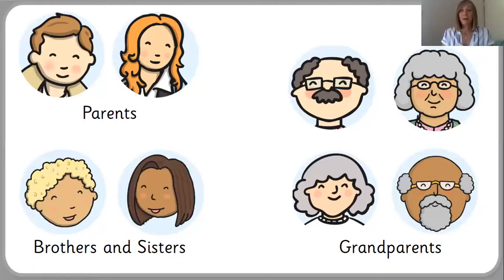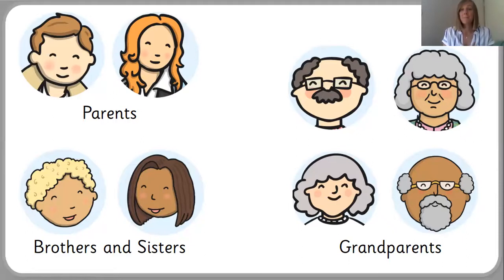Now, I live with my mum and my dad, and they're called parents. Now, you might have more than one set of parents. You might have a stepmum or a stepdad. You might have some brothers and some sisters. They could be older or younger than you. And you might have some grandparents too. Grandparents are your mum and dad's mum and dad.